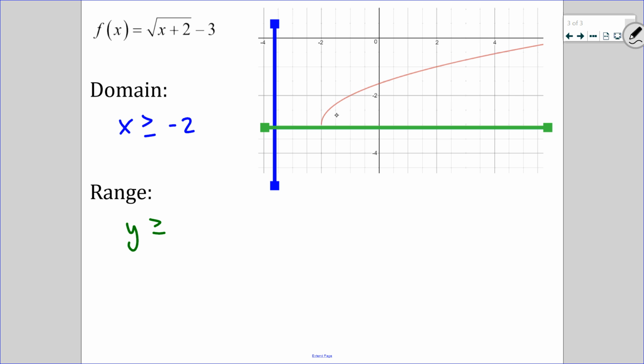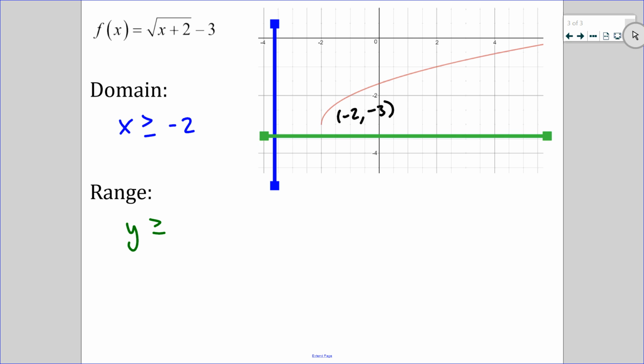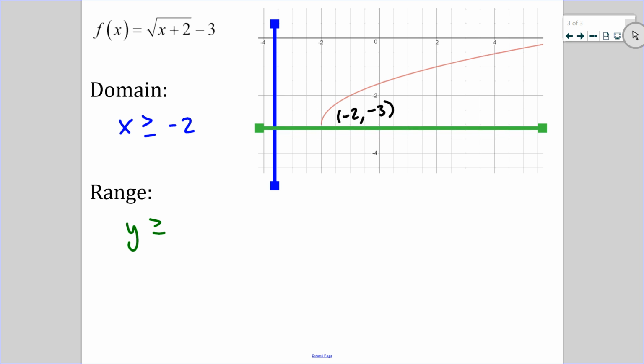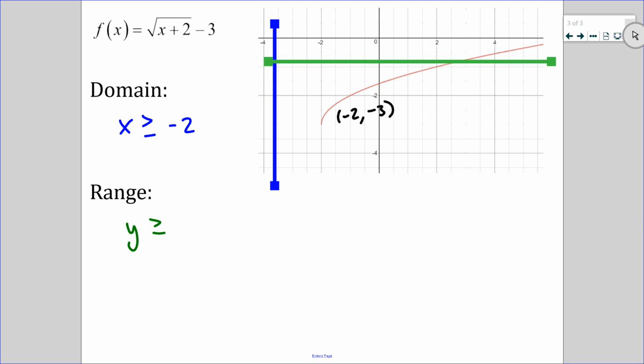This coordinate right here is negative 2, negative 3. As we go in the course, we'll see why it's actually at that point. You can use a calculator at this point to find that, but that's a great indicator to say, oop, it starts there, and everything above it is a y output.